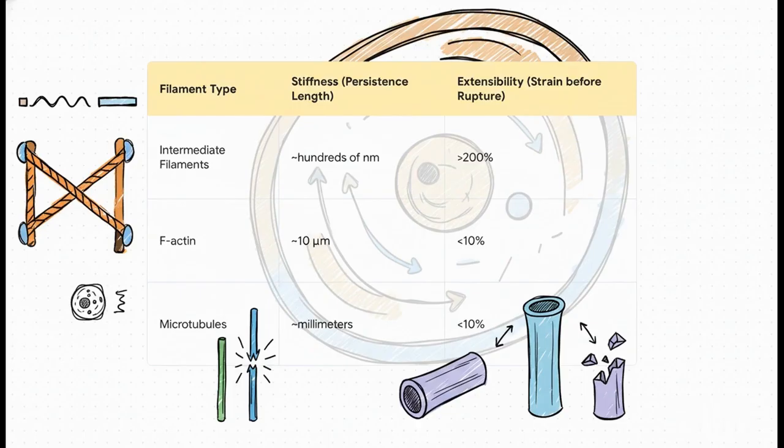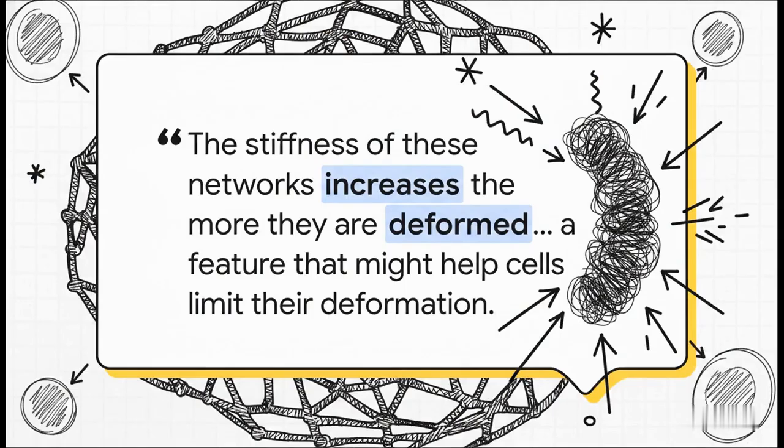It's brilliant. But here's the coolest part. This isn't just some dumb static scaffold. It's a smart material. The more you push on it, the stiffer it gets. It's a property called strain stiffening, and it's basically a built-in defense mechanism. It helps stop the cell from getting ripped apart when things get rough.